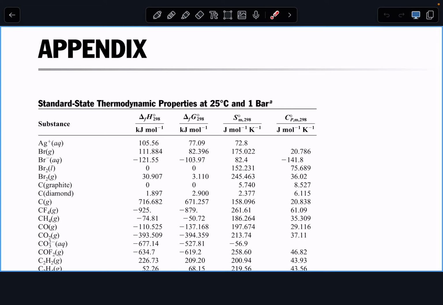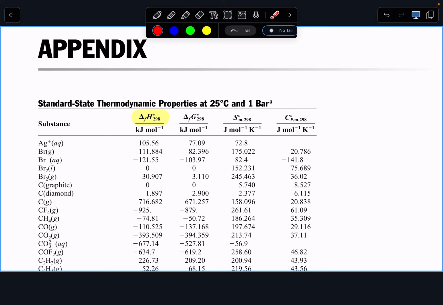Now, in this appendix table, there are several things. Last lecture, we went over this one, the standard heat of formation, and then how to use the standard heat of formation to calculate the standard heat of the reaction, or standard enthalpy of the reaction. A few things that we discussed, for example, what does this little knot mean? The little knot tells us that's the standard state.